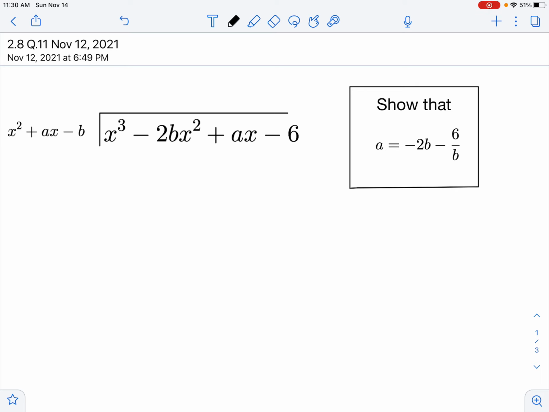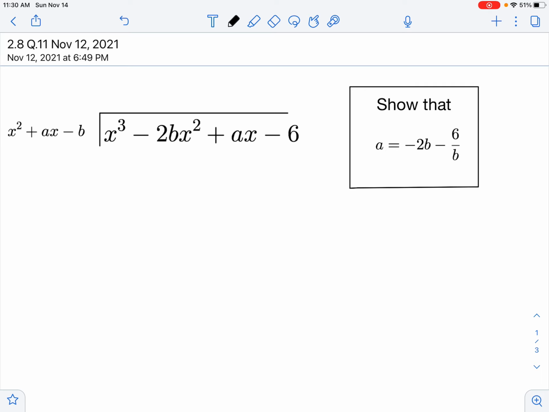And so what I'm going to do is divide this quadratic into this cubic. Knowing that it is a factor, I know that whatever I get as my remainder must be equal to 0. So I will be able to set up an equation then, and hopefully I will be able to show that a is equal to minus 2b minus 6 over b. All right, so let's go about it in the normal way.